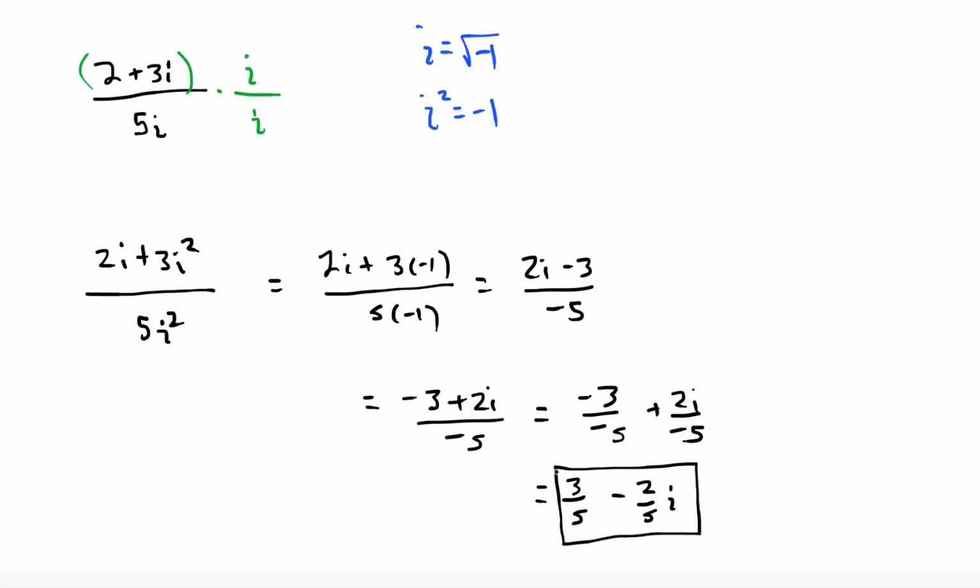Okay, so we have the real part, which is 3 over 5, and we have the imaginary part, which is -2 over 5.